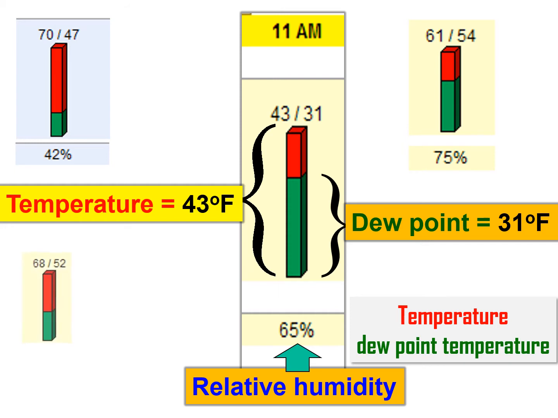How about this? Temperature 68. Dew point temperature is 52. What's your guess about this relative humidity? Yeah, that's 56. Then you see the relationship between these three weather elements: temperature, dew point temperature, and relative humidity. These are very, very important. We want to learn about this.